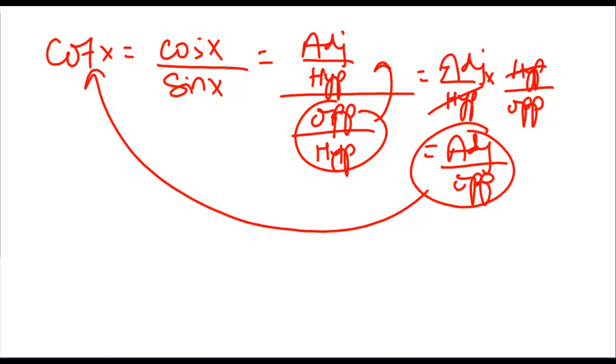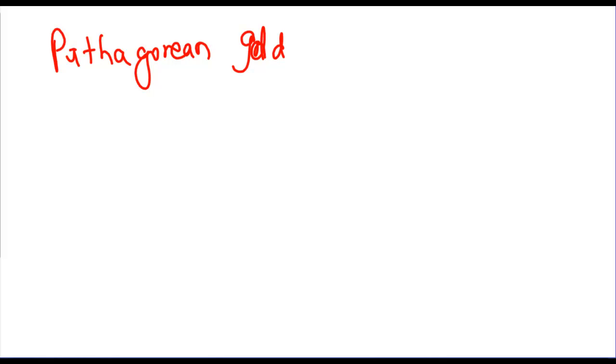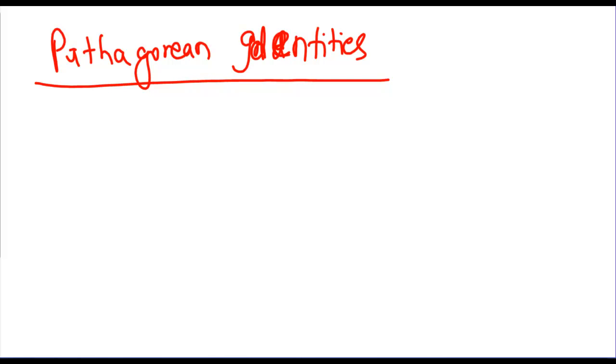Alright? Now let's look at the Pythagorean identities when it comes to the trigonometric functions. I'm sorry, this is identities. Let me clear this up for you. Okay, so we have the three main identities that we would have to remember here.